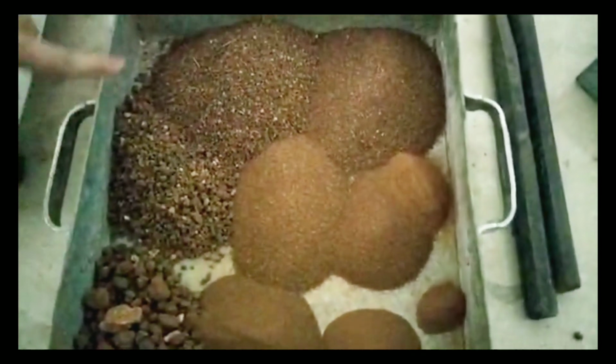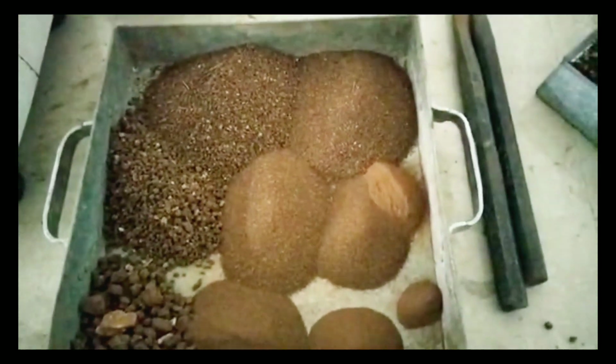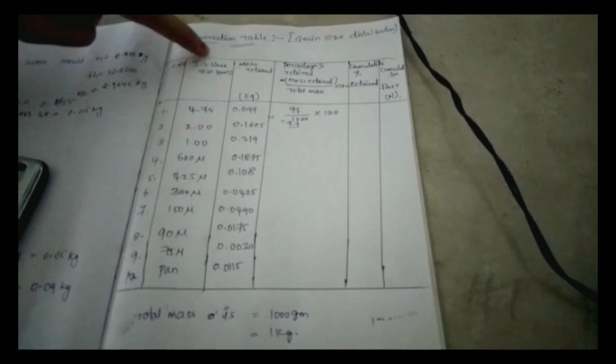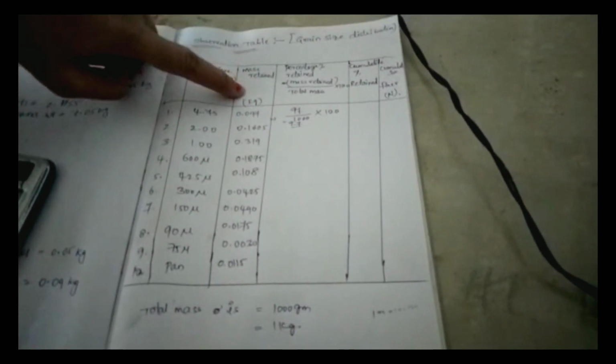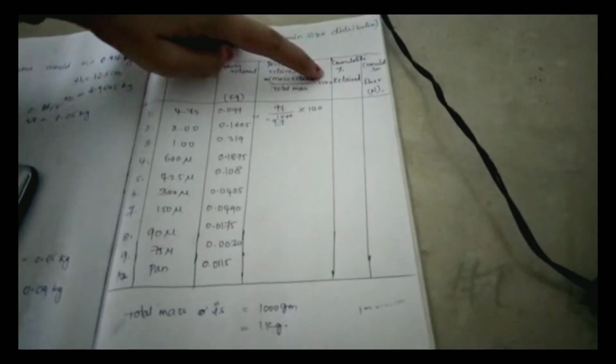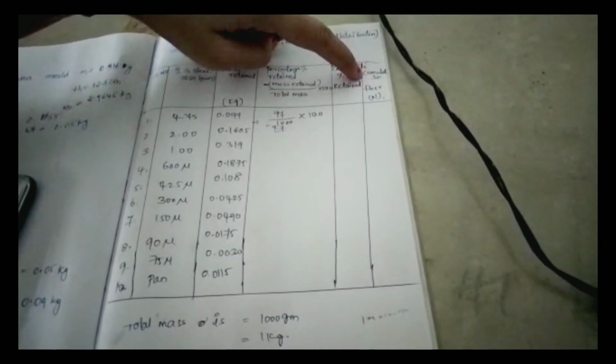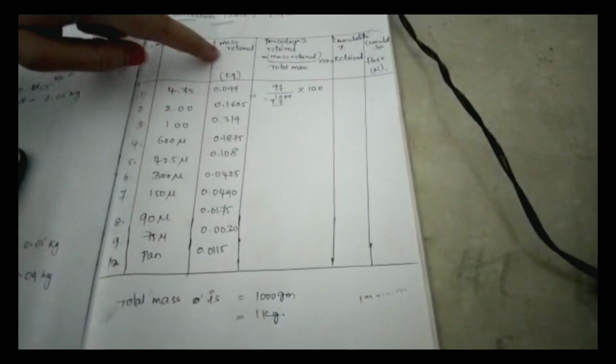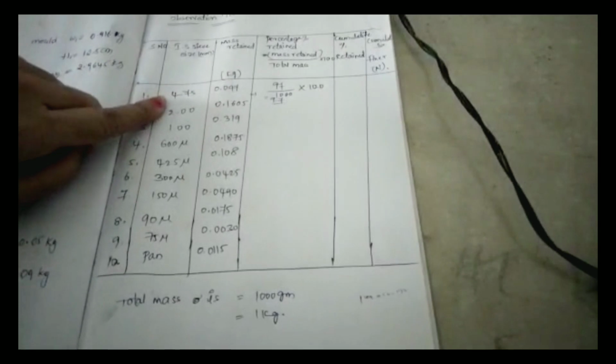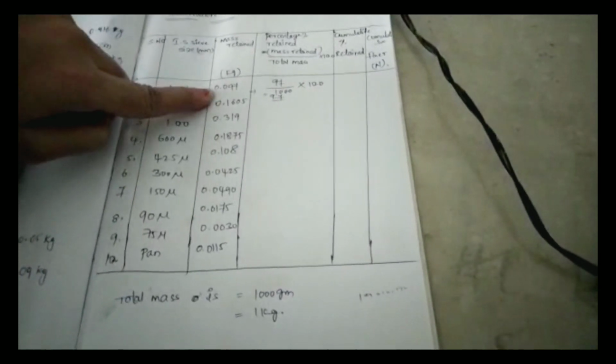These are all the sizes of the soil particles. Look here. Next, this is the tabular column: the first is the serial number, the second is the IS sieve sizes, then the mass retained on each sieve taken with the weighing balance, and next the weights, then the percentage of the mass retained to the total mass of the soil times 100. The next column is cumulative percentage retained and the final is cumulative percentage finer. Do the calculation here. Note down all the weights.